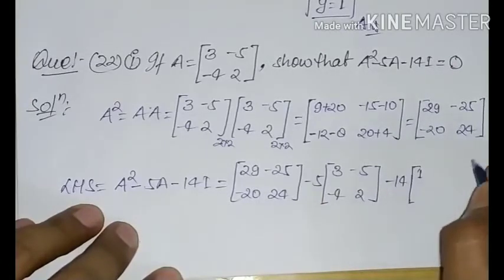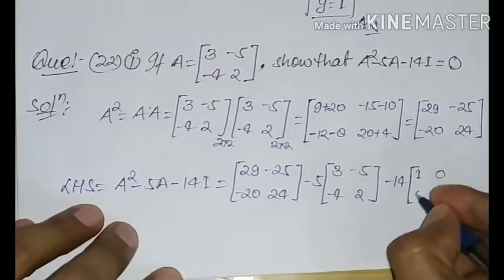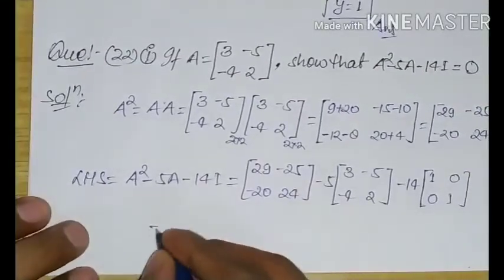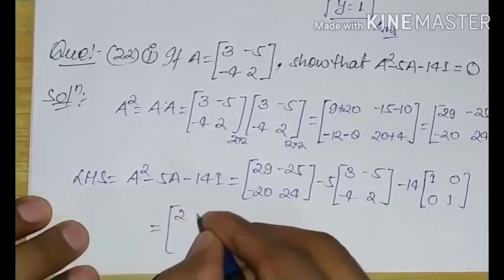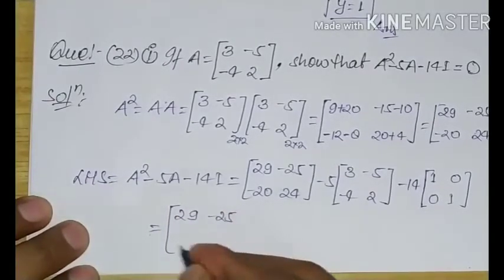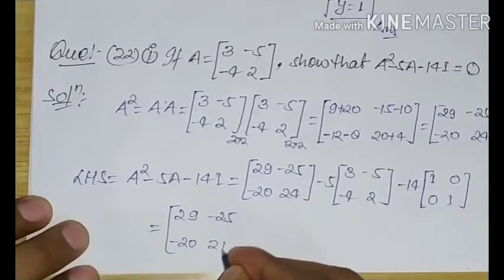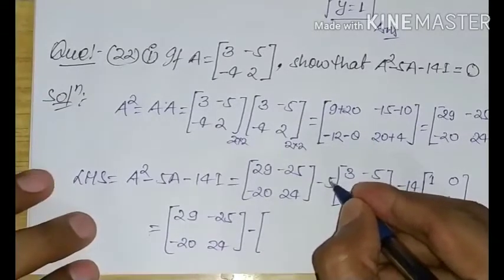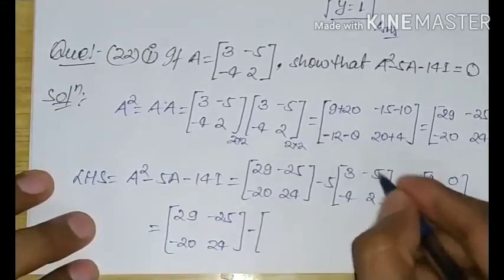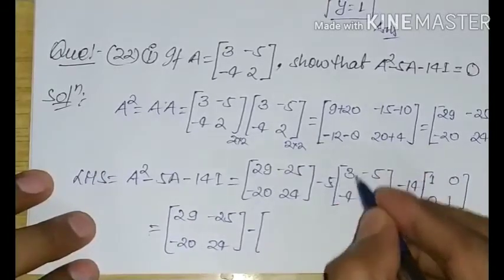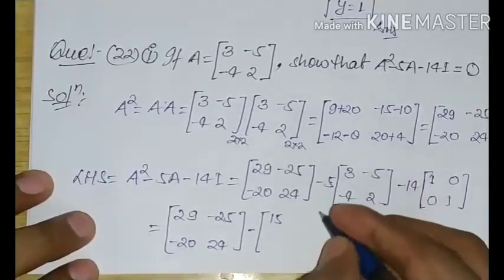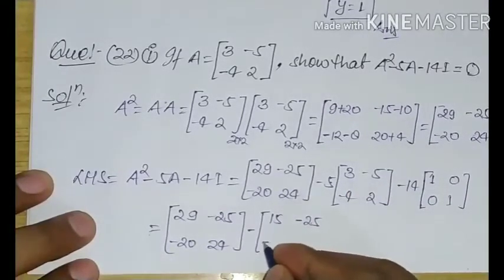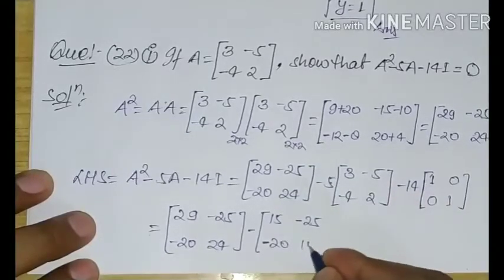Okay, so the identity matrix of order 2 by 2 is [1 0; 0 1]. Now here will be 29, minus 25, minus 20 and 24. I'm going to multiply by 5 each term of the given matrix. Here 5 3s are 15, 5 5s are 25, minus 25, and 5 4s are minus 20, and 5 2s are 10.